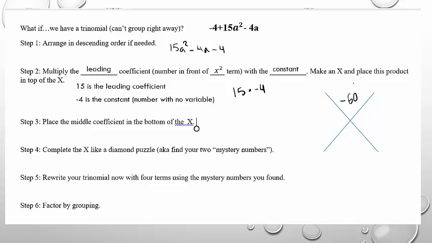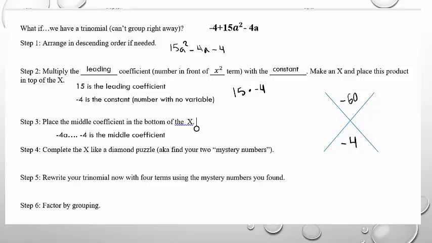Step 3 is we're going to place the middle coefficient in the bottom of the x. And if you don't know what that is, that's going to be the number that is in front of your a or your x or your p term. So it's the one that would be in the middle in descending order, hence the name middle. So in this case, negative 4 happens to also be the middle coefficient. So that's going to go down here.